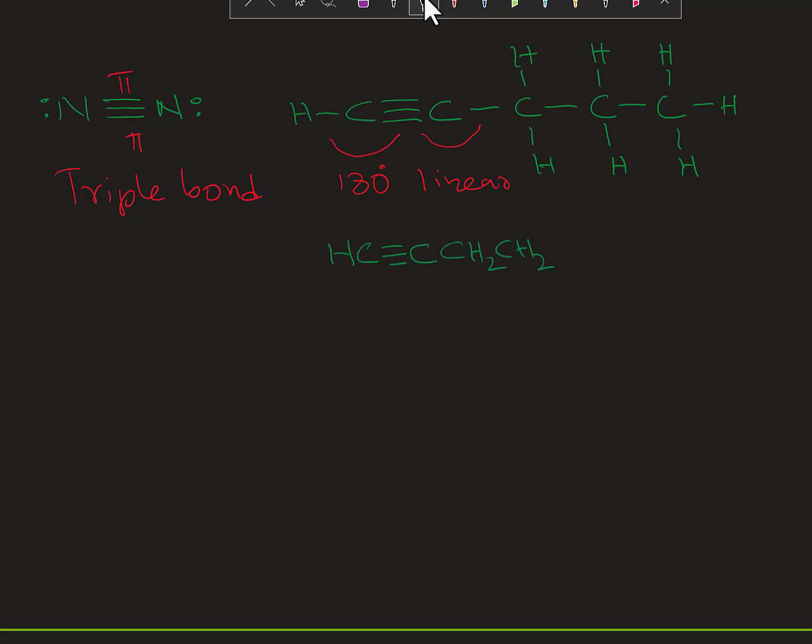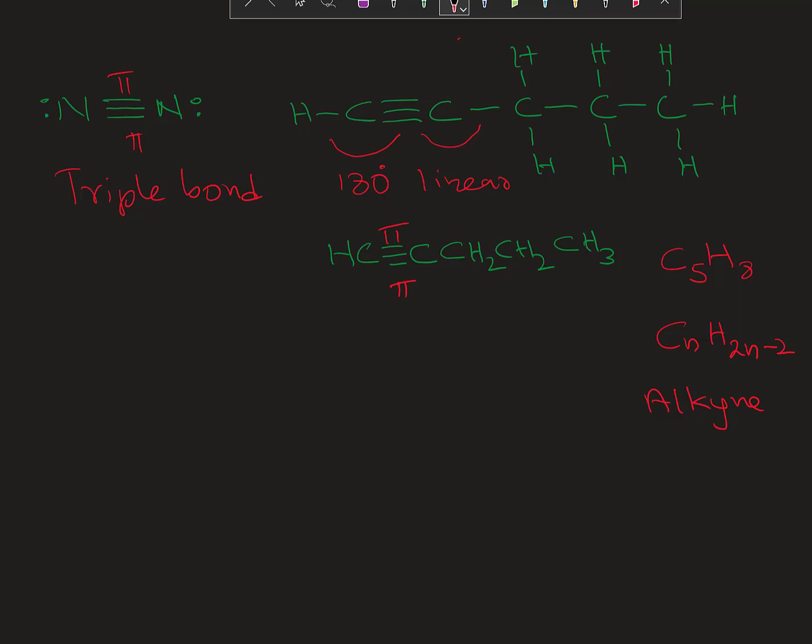Condensed formula: HC, triple bond C, then a CH2, then a CH2, then a CH3, right? That's what it indicates. So now the molecular formula: count the carbons, C5, count the hydrogens, H8. The generic formula is CnH2n-2. So that's called the alkynes, right? That's another homologous series. There are 2 pi bonds in the triple bond and 1 sigma. Okay, that's simply called the triple bond, just like nitrogen.